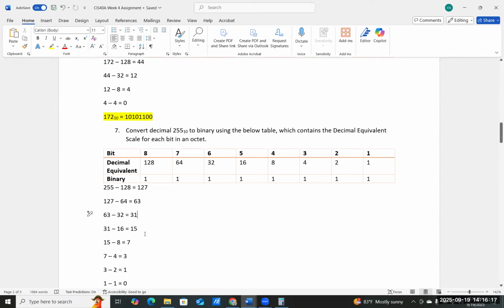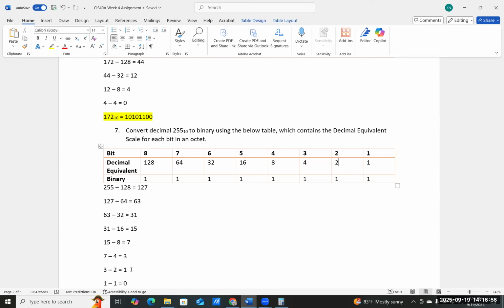And then 7, is it larger than the next value in the scale? Sure. 7, I can subtract 4 from it. As I subtract, I place a 1. And 7 minus 4, you have a 3 remainder. I keep going until I reach 0. So 3, can I subtract the next value? Sure, the next value in the scale is 2. So 3 minus 2, I have a 1 remainder. As I subtract the 2, I place a 1. So that bit is on.